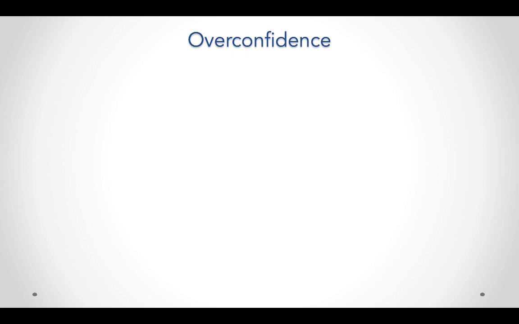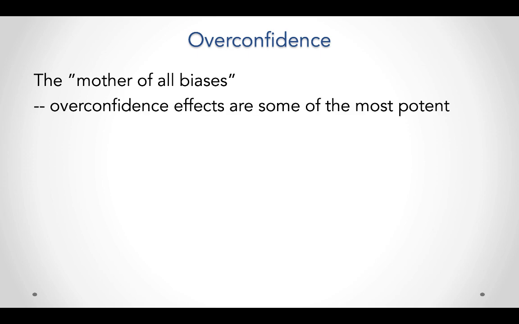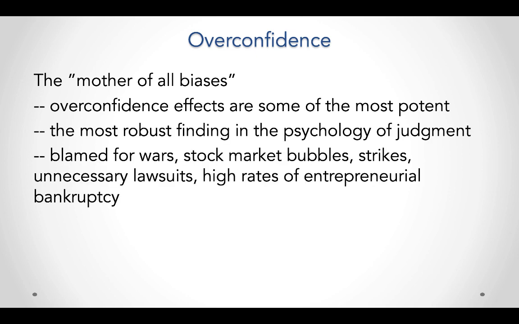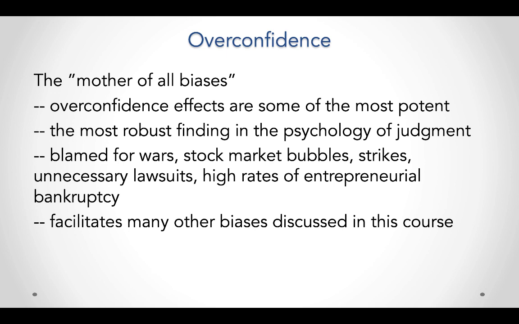Okay, so one of the most important biases is overconfidence. And overconfidence is being tagged as the mother of all biases because a lot of things start from this bias. In the research in psychology of judgment, this is one of the most robust findings and is blamed for pretty much everything: wars, stock market bubbles, lawsuits, and entrepreneurial bankruptcy. All right, so one of the most important biases, as we said, because it kind of gives birth to other biases in this course that we're going to talk about.